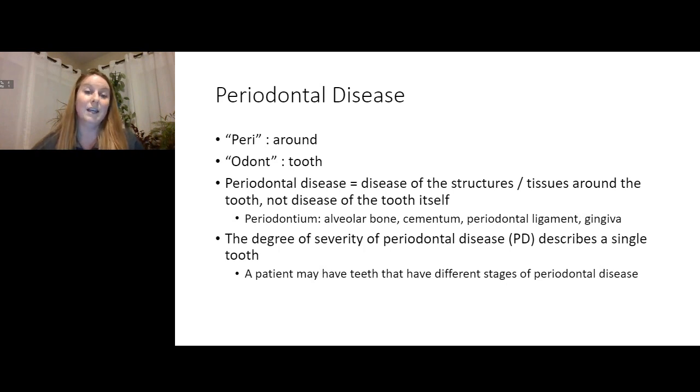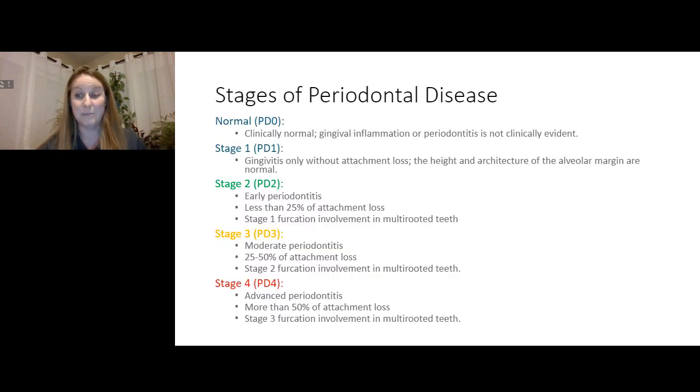So within the categories of diseases within the mouth, periodontal disease is one of the most common things that we see. It happens in so many of our patients. But this is when we have disease of the structures of the alveolar bone, the cementum, the periodontal ligament, and the gingival tissue. Those are the things around the tooth. So the degree of severity of periodontal disease really describes a single tooth. So when we're saying that a whole mouth has the same severity of disease, not really accurate, except I guess on some of those really, really bad mouths, you might be able to get away with that. But usually your patients are going to actually have different stages of periodontal disease in their mouths.